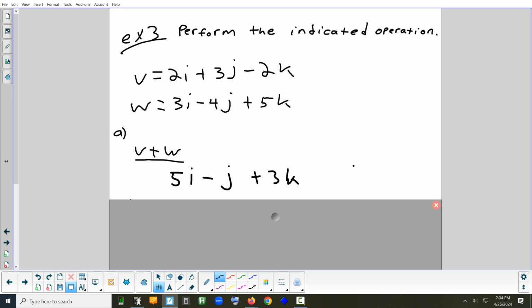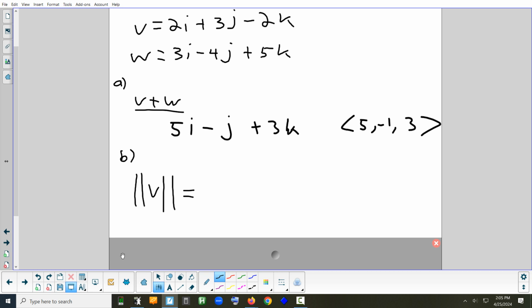What if they wanted it in this notation? How would you do it? 5i, comma, negative j, comma, 3k. No, we're mixing the notations. We can't. It's just 5, comma, negative 1, comma, 3. Right. 5, negative 1, 3. There are no i's, j's and k's in that format because it's not a unit vector notation. All right, so that's the sum of the two vectors.